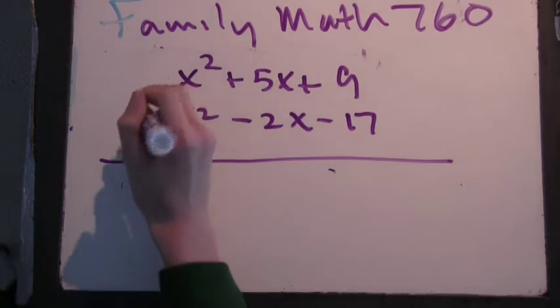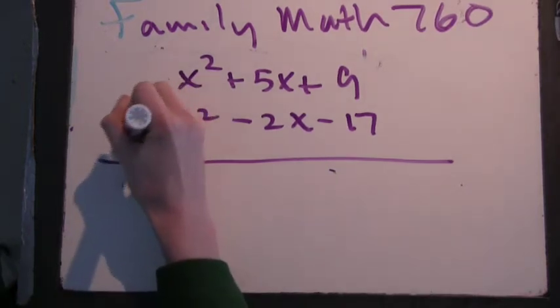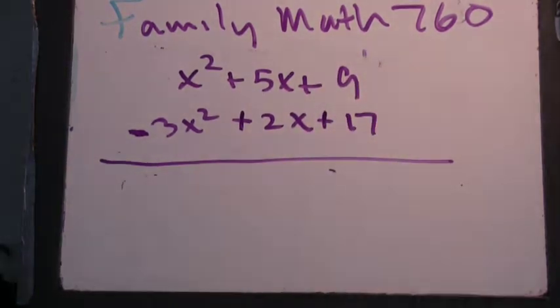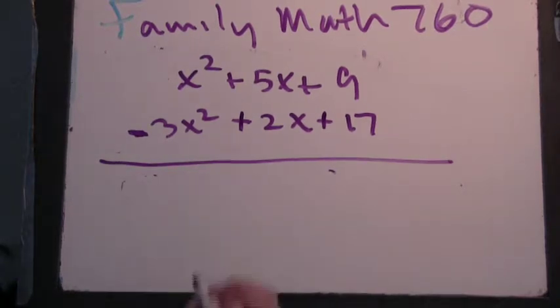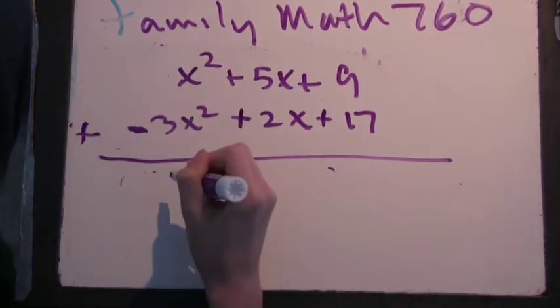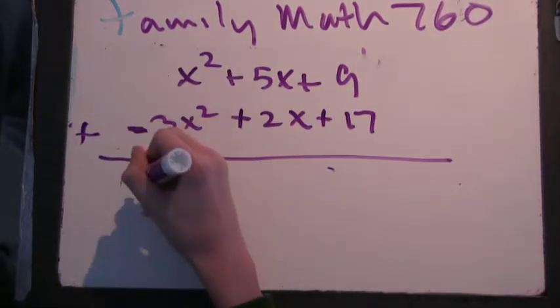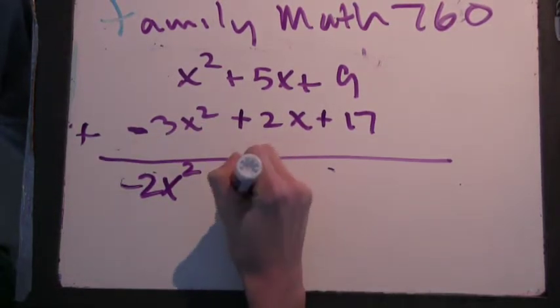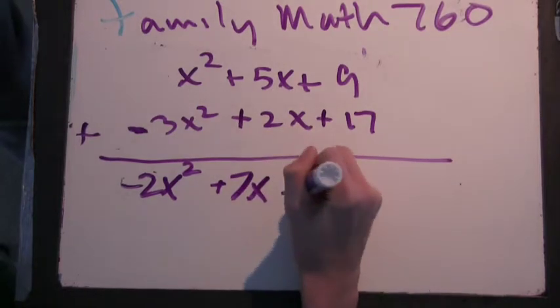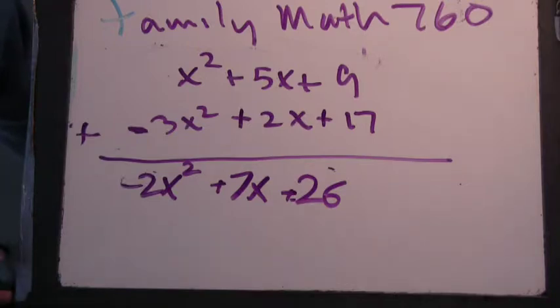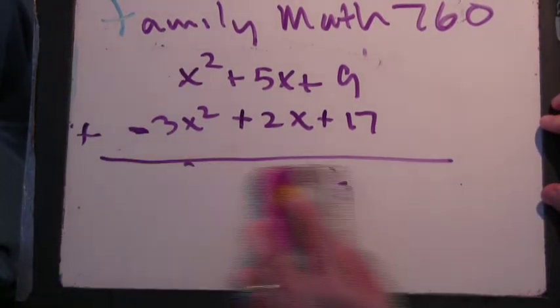Okay. So the positive goes to the negative, negative goes to the positive, negative goes to the positive. And then you can just add them. Okay. So x squared minus 3x squared, it's negative 2x squared. This is 7x, and this is 6. Okay. Cool.